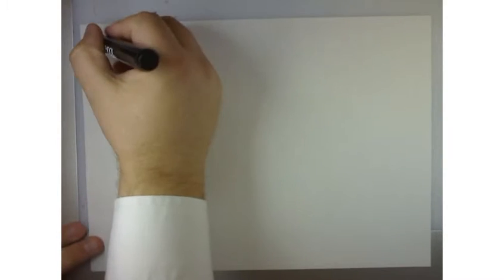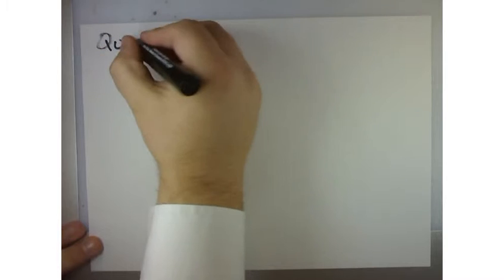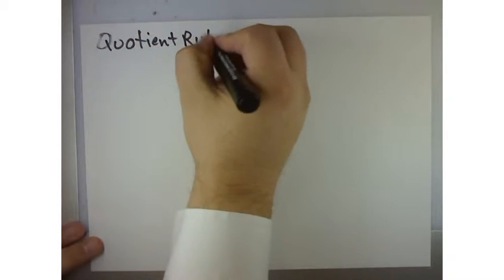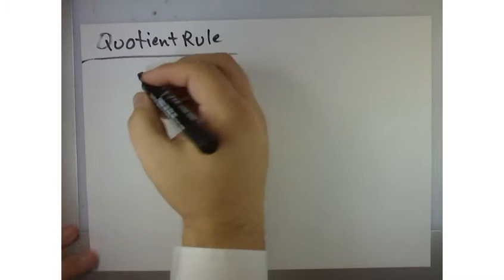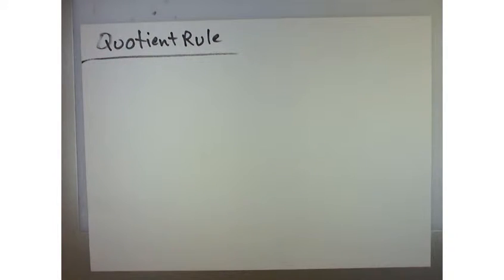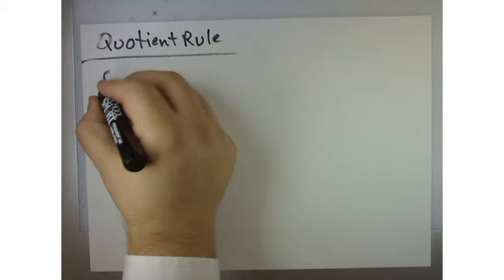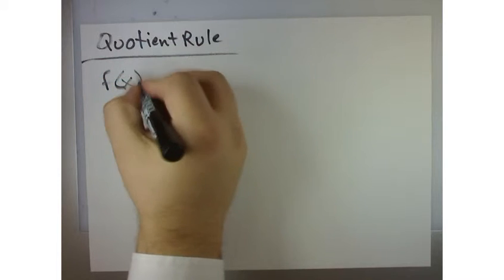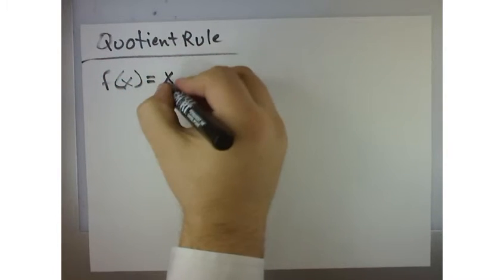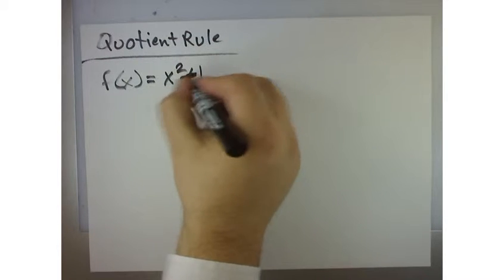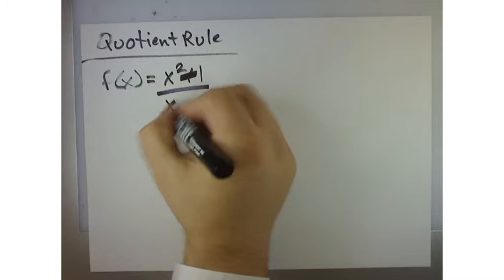If there's a product rule, then we should have a quotient rule. So I'm just going to do the example along with the book so that you can see how it's used. Say f of x is equal to x squared minus 1 all over x squared plus 1.